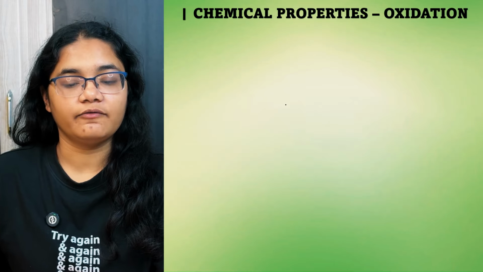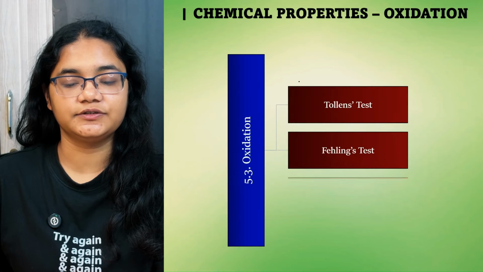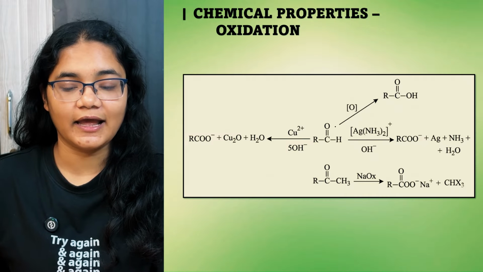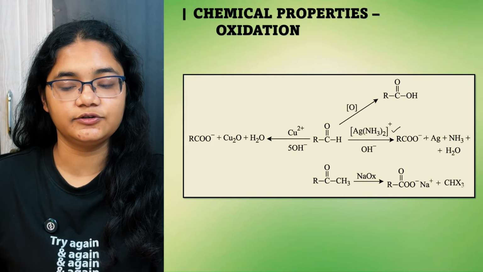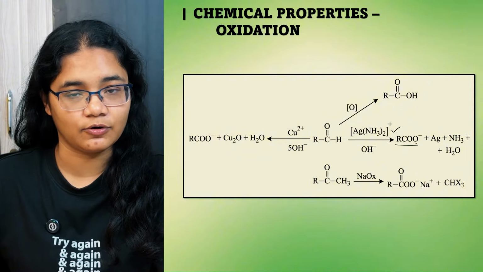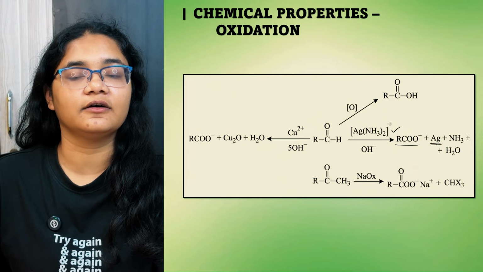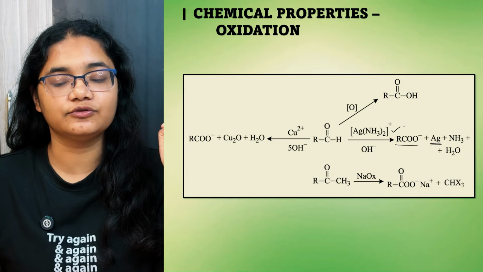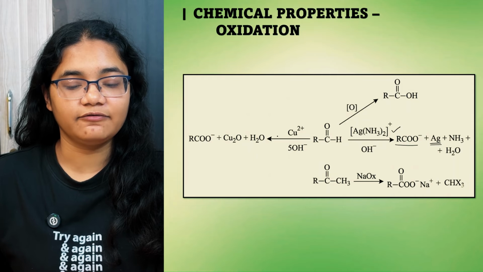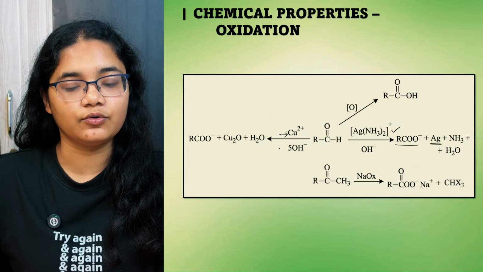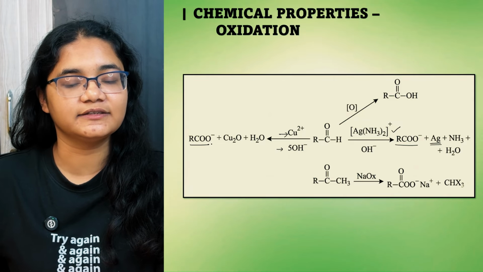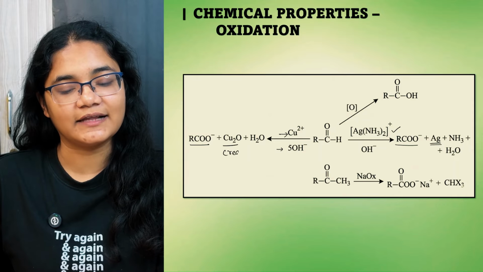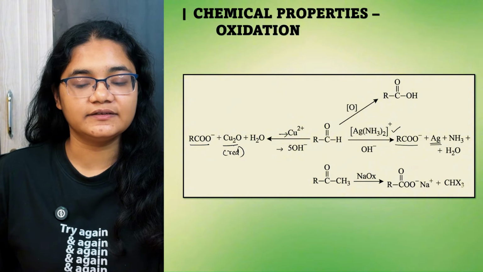Okay, now we will talk about the oxidation reactions here: Tollens test, Fehling's test, and oxidation of methyl ketones. Aldehydes can easily react with Tollens reagent to get oxidized to the salt of carboxylic acid, and here a silver precipitate is formed, which appears as a silver mirror in the test tube, and it is used as a test for aldehydes. Next, in Fehling's reaction, you take copper 2+ in alkaline medium to give you again the salt of carboxylic acid, and copper oxide as a red precipitate.